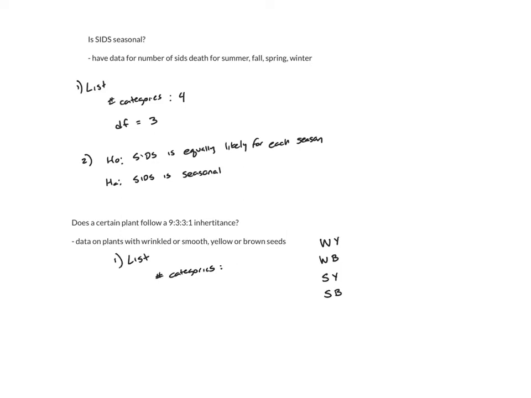I can also tell this because if I look up here, I have 9, 3, 3, 1. I got 4 categories listed there. That means my degrees of freedom is once again 3, because I take the number of categories minus 1. Second step is my hypothesis, my null and my alternative. Now I'm asking, does a certain plant follow a 9-3-3-1 inheritance? My null hypothesis is going to be like, well, okay, yeah, maybe it does. That is, the distribution fits.